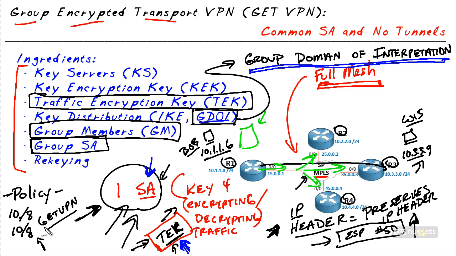Another part of our policy for GETVPN could be what type of encryption are we going to use for the IPsec. Are we going to use AES 128 or AES 192 or AES 256? And whatever we decide on as far as our policy, all the group members, because they all buy into it and agree to it, are going to go ahead and use that policy. We now have a simplified, unified policy that we can push out and everybody's just going to buy into it.